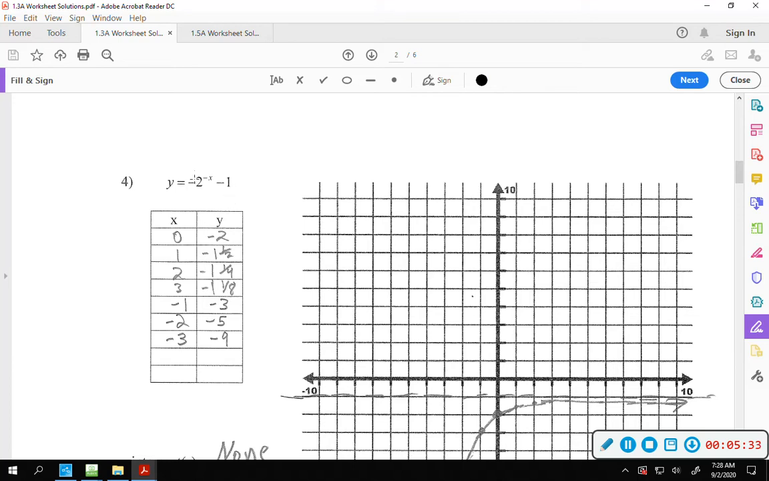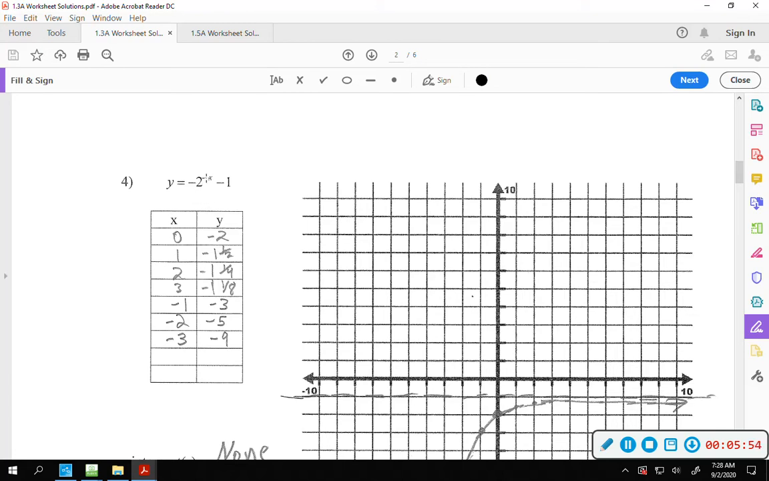Being able to evaluate negative exponents that quickly is going to be important throughout the entire year as we get into more of the calculus evaluation concepts. Look what happens when we plug in negative 1. Negate negative 1 becomes positive 1. 2 to the first power is 2. Make it negative is negative 2. Subtract 1 is negative 3.